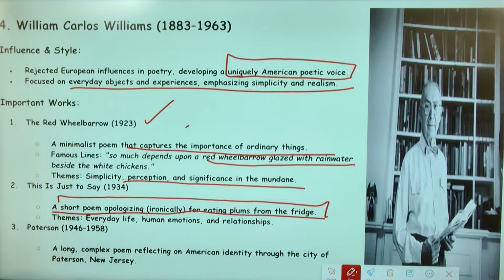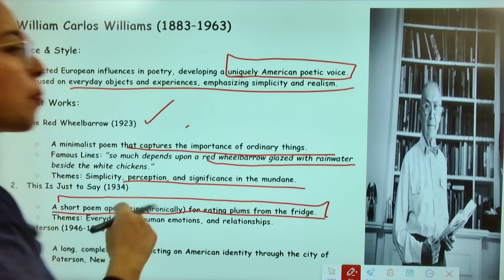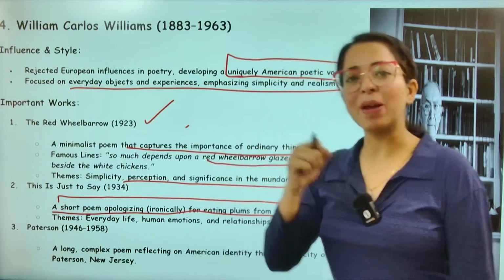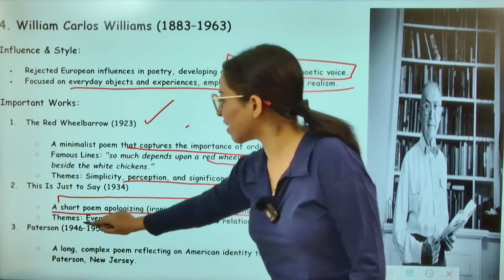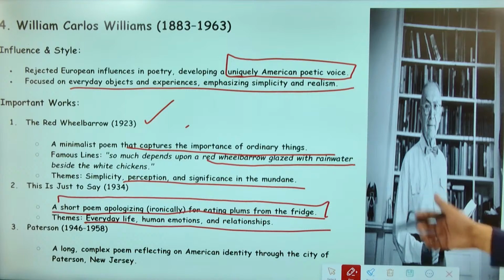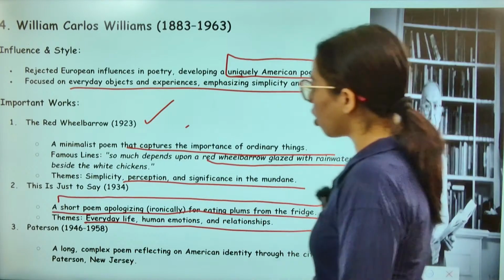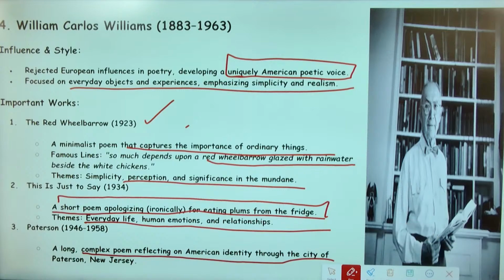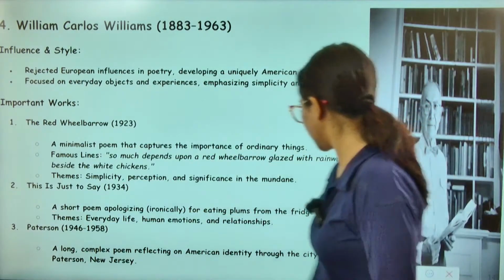So this is a very simple poem in which the poet is apologizing that I am eating plum. Plums are fruits hote hain. So he's eating plum from the fridge. Everyday life के बारे में है, human emotions के बारे में, and relationships के बारे में. Patterson, a long complex poem जो कि reflect करता है American identity through the city of Patterson, New Jersey. Okay, so William Carlos Williams का ये work है.